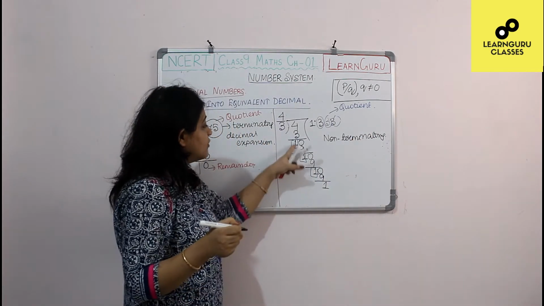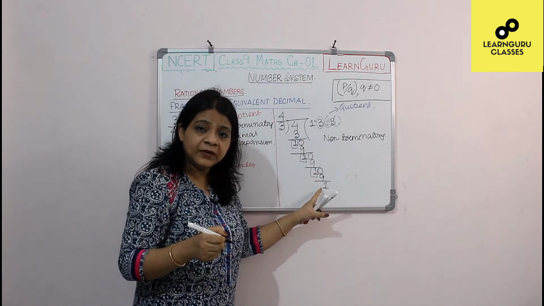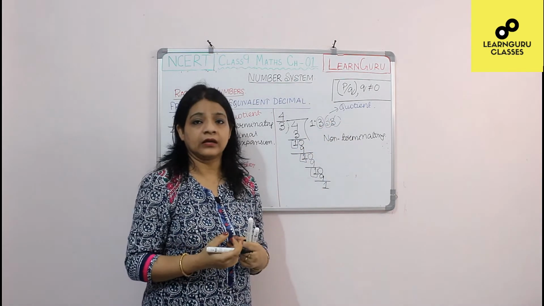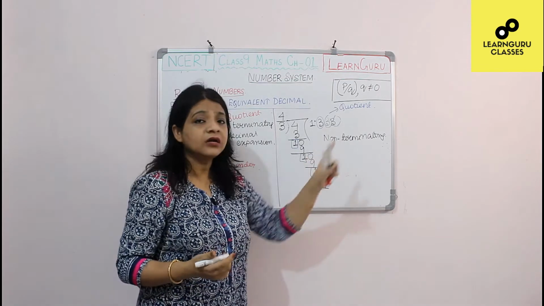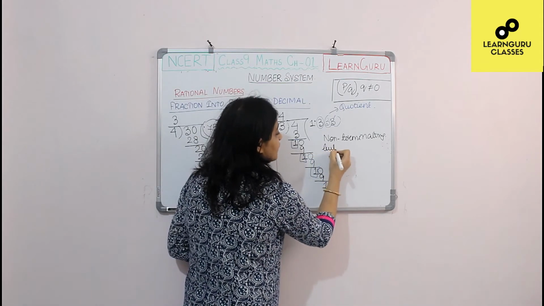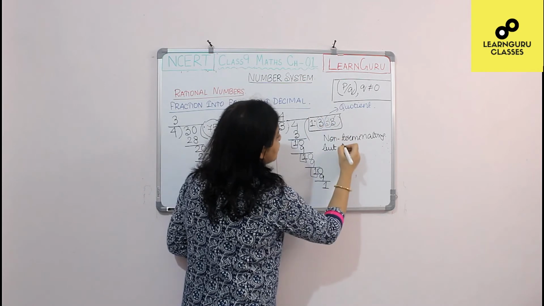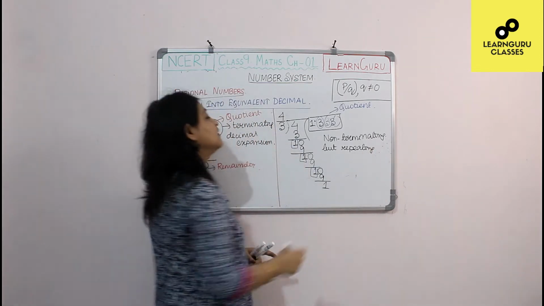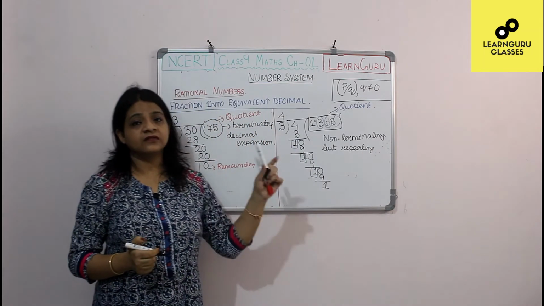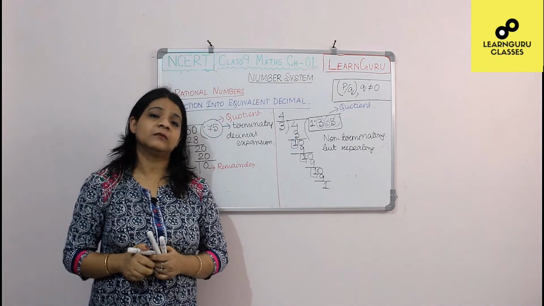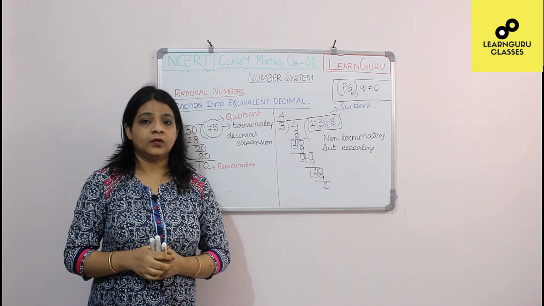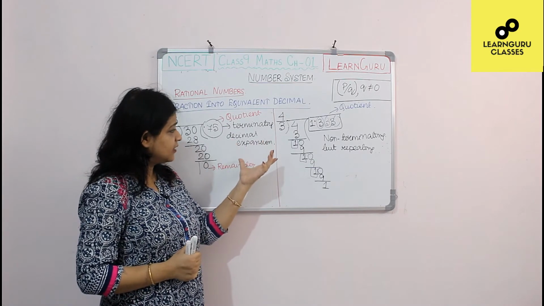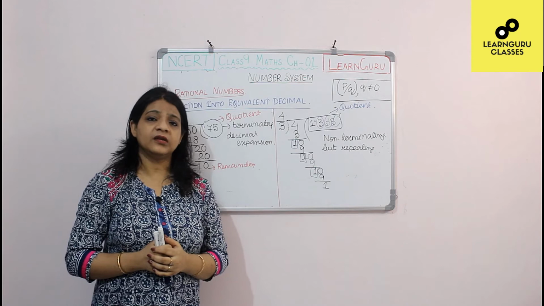And if you see, the remainder 1 is being repeated, and this quotient 333 is also repeating, isn't it? So can I say non-terminating but repeating decimal expansion? Yes, we can say that this decimal expansion is non-terminating but repeating. So this is the practical difference between terminating decimal expansion and non-terminating decimal expansion.